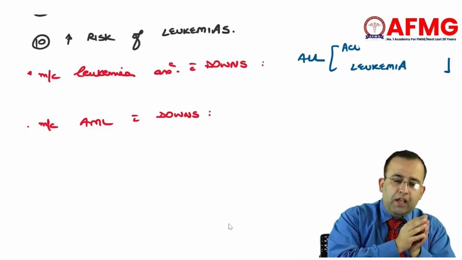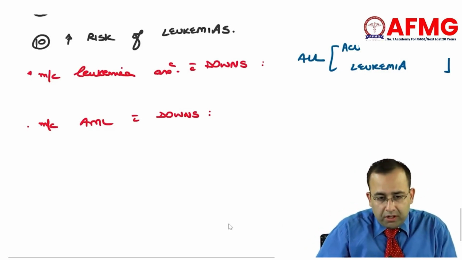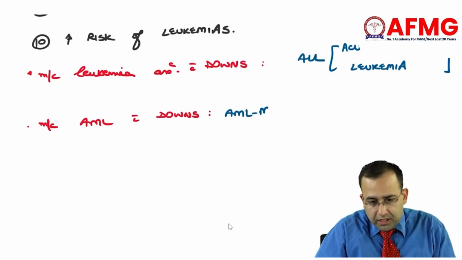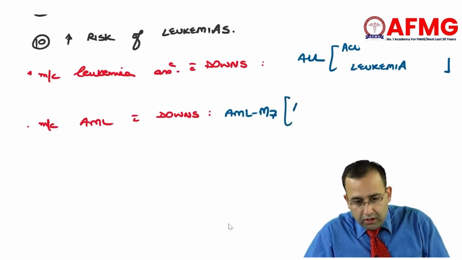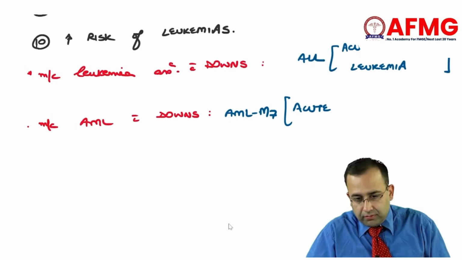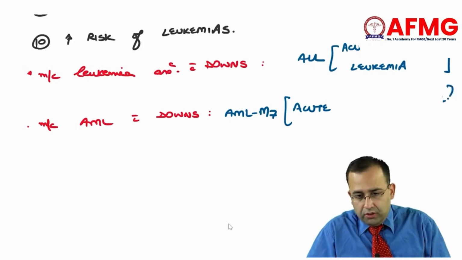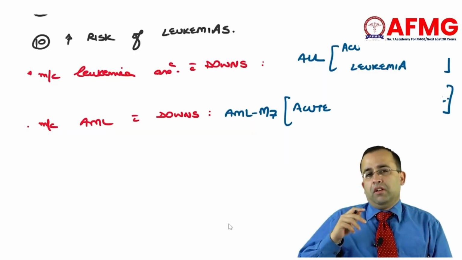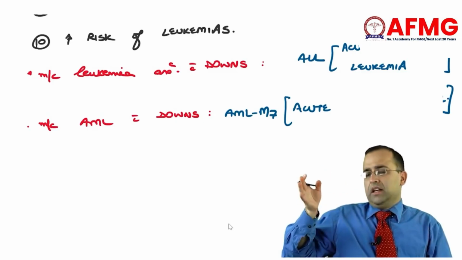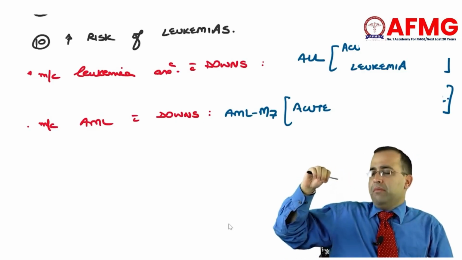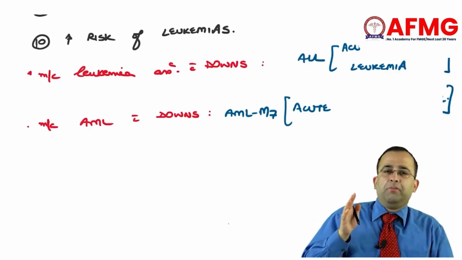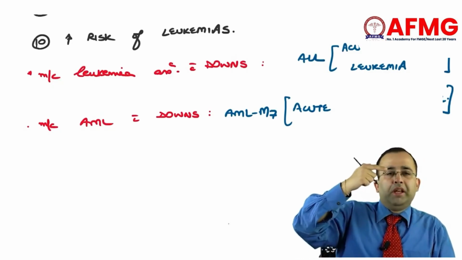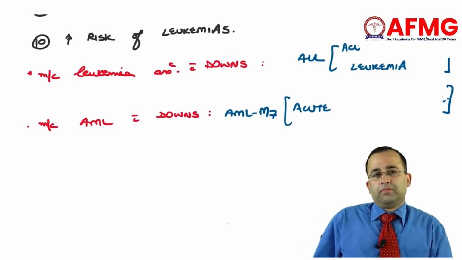Which is the most common AML with Downs? Most common AML with Downs is AML M7, also called as acute megakaryocytic leukemia. So what we have seen is, we'll see that in blood cancer also, कि AML M7, AML के अंदर it is the least common AML, but it is the most common AML associated with Down syndrome.